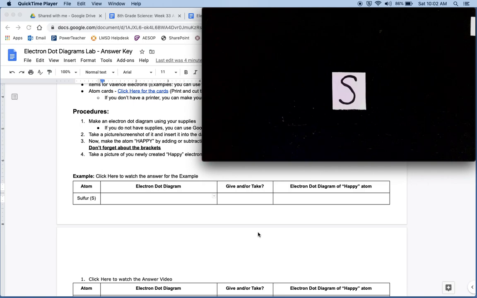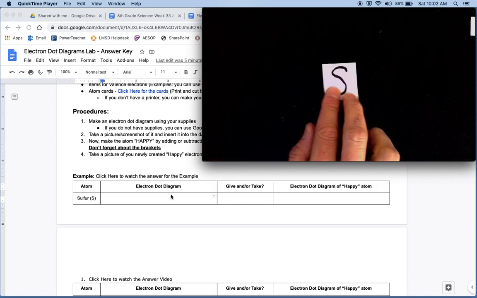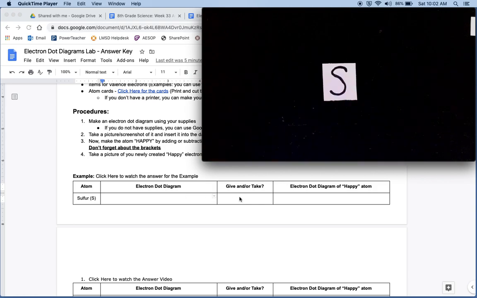All right, so we're gonna do sulfur as an example of what you need to do. We need to do three things, right? First, make our electron dot diagram, that's right here. Then we have to say if it's gonna give or take electrons, and then let's make a drawing of a happy atom, right?